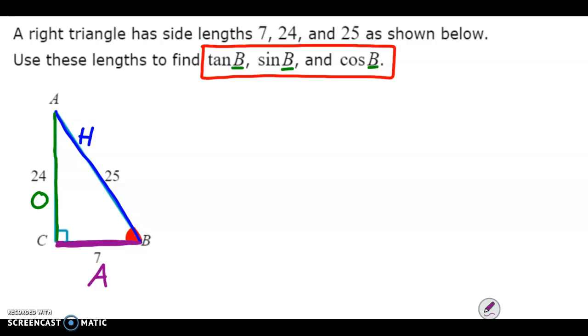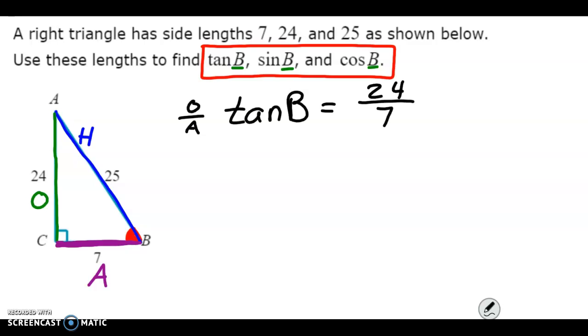Okay, so for these first ones, they're just going to have tan of B equal to, and we're going to have all these fractions that we're giving off, because tangent, if we remember, TOA, is opposite over adjacent. So you're just looking at what those measures are. That's all you're doing here. So opposite is going to be 24 over the adjacent side, which we've identified off of angle B, is 7. And that's it. You're leaving it there.